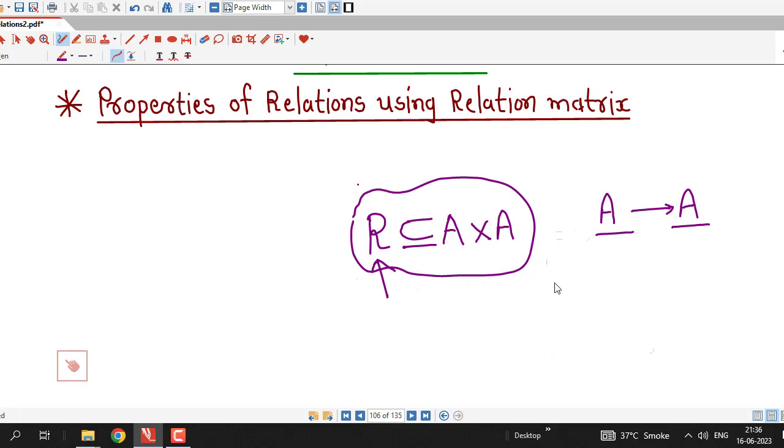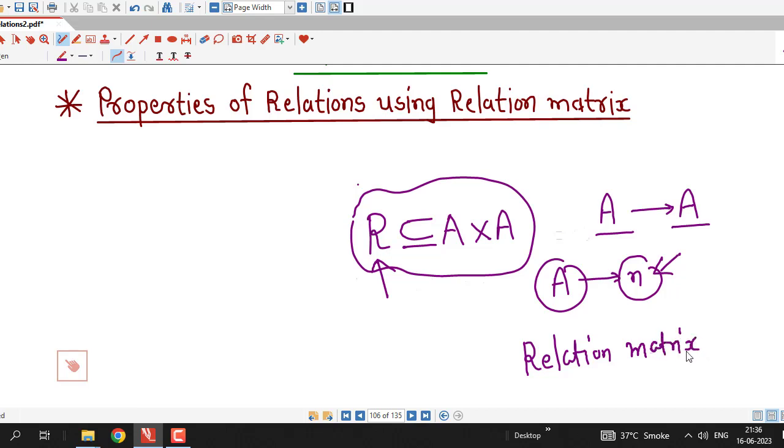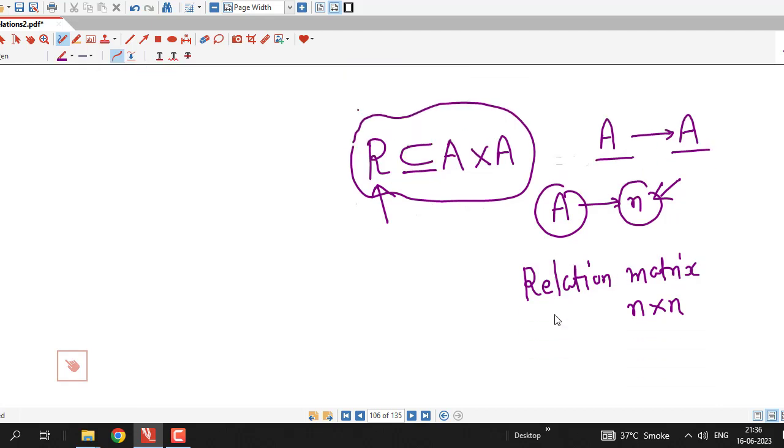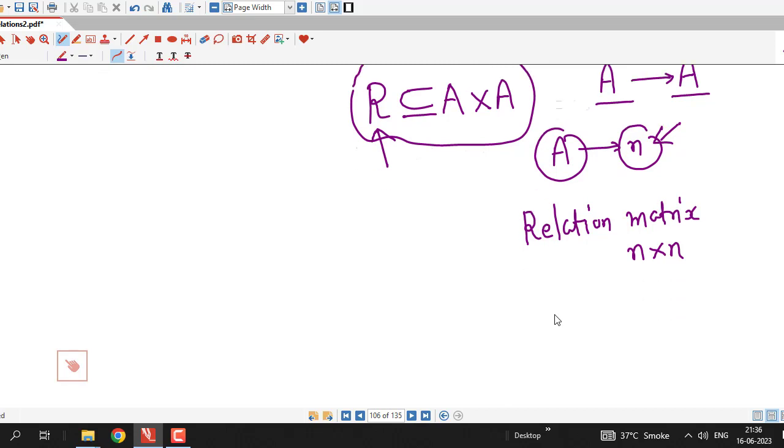And suppose the number of elements in this set A is n, then relation matrix will be a square matrix. If we have relation from set A to itself, and if there are n elements in a given set A, then its relation matrix is a square matrix of order n, or it is an n by n matrix. Now using that relation matrix we can decide the properties of that relation, and that we are going to discuss in this lecture.